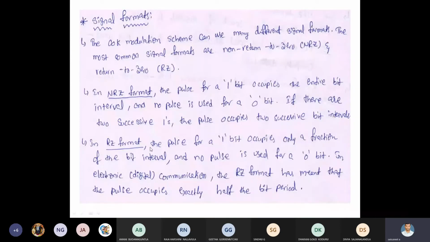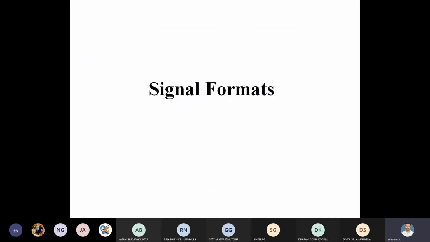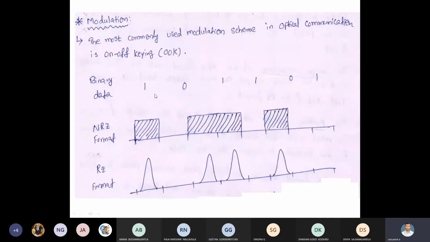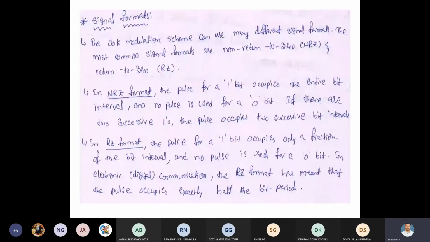Here, what is the return to zero format? The pulse for a 1 bit occupies only a fraction of the bit interval, and no pulse is used for the 0 bit. See this one. Whenever there is a one, it occupies only a fraction of the bit interval. The remaining part is empty. Whenever 0, there is no pulse. That is the difference between non-return to zero format and return to zero format.